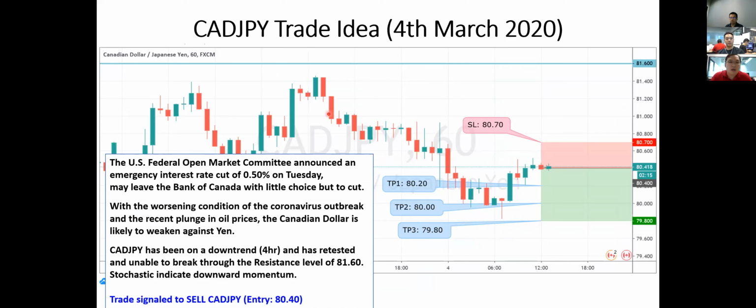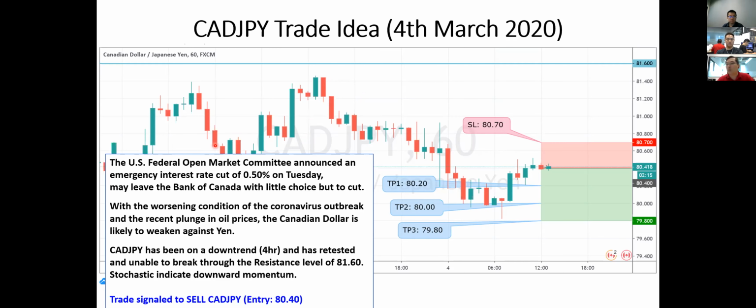Okay, so one of the trades that I've done was for Canadian yen on the 4th of March. Before that, we look at the fundamentals in the market. On Tuesday night, Singapore time, and Wednesday when I woke up, we knew that the US Fed committee had announced an emergency interest rate cut of about 0.5% on Tuesday.